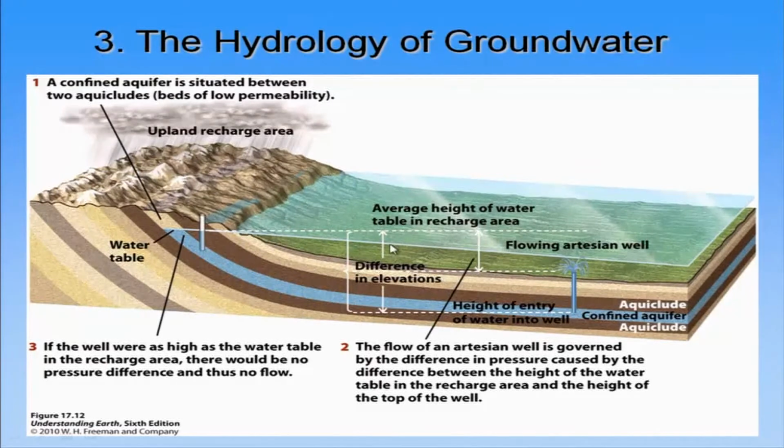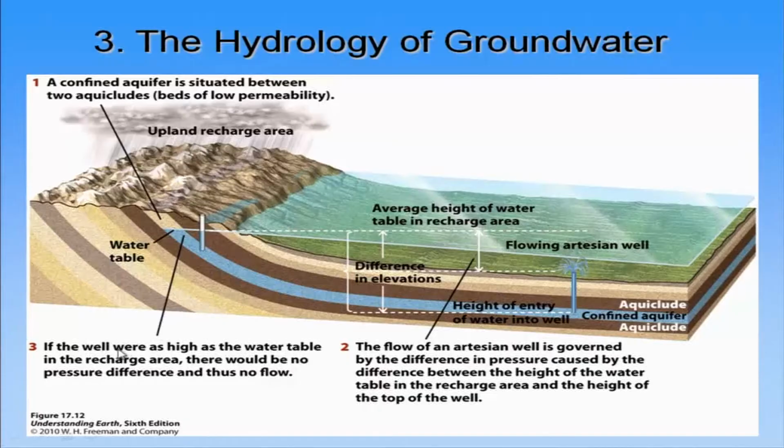So this difference in elevation, which has been shown here with respect to the water table in the upstream and the downstream, or upper reaches and lower reaches, will result in a difference in pressure, and that will result in the flow of the artesian well. And this, between two aquicludes, we term as a confined aquifer.